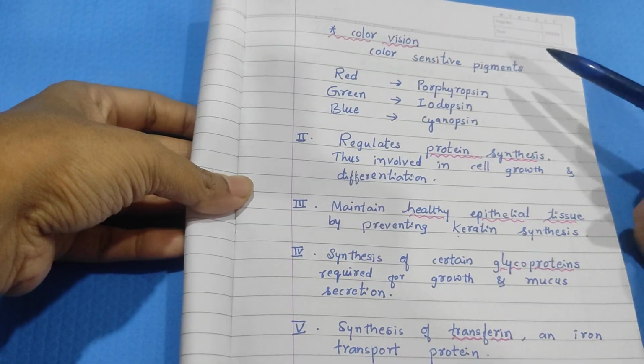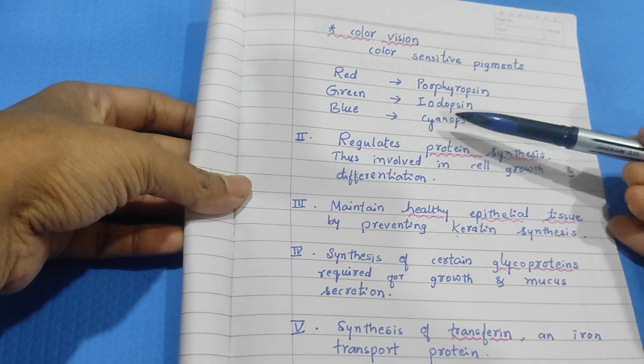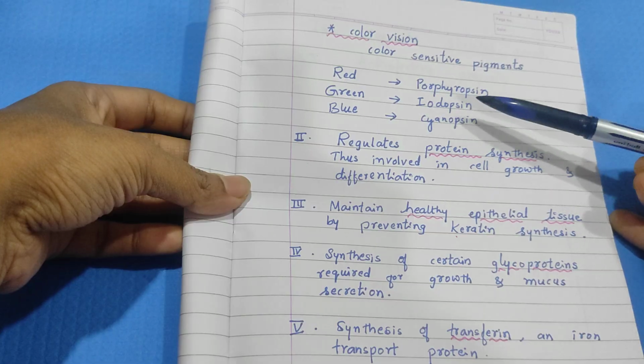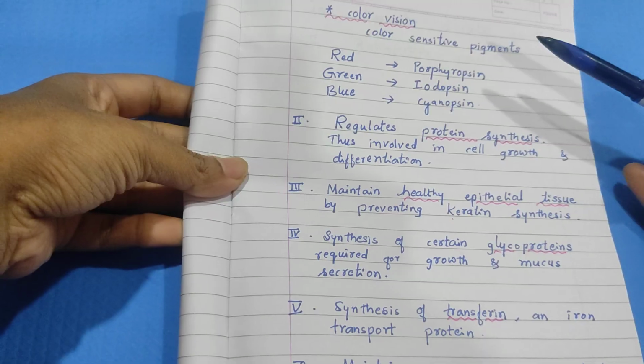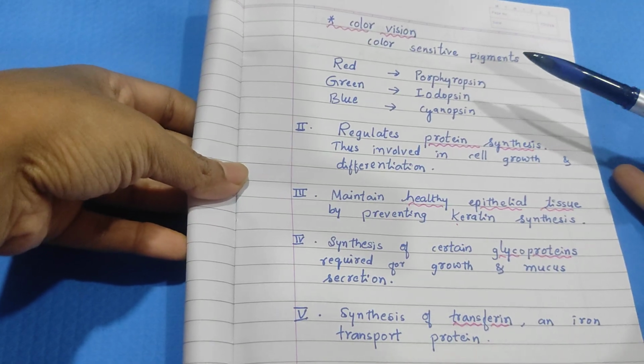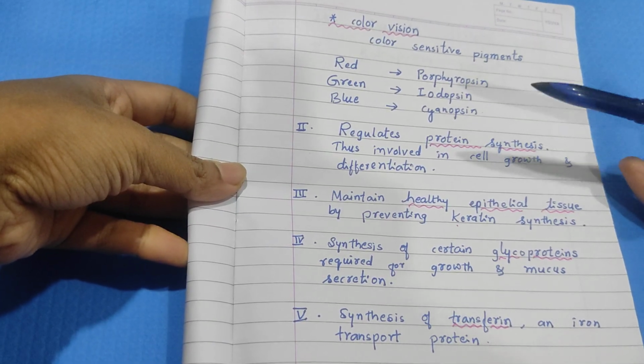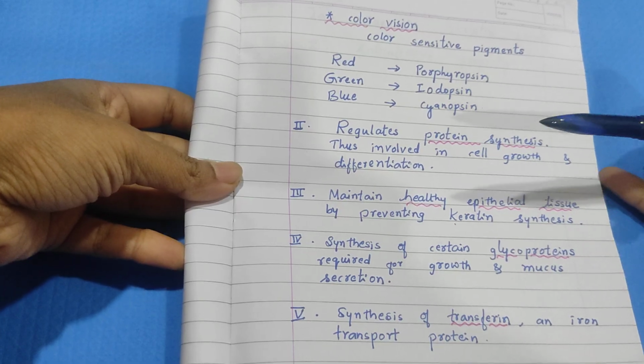The color sensitive pigments are for the red porphyropsin, for the green iodopsin, for the blue cyanopsin. So after completing the role of vitamin A in the vision, let us see the other functions of vitamin A.